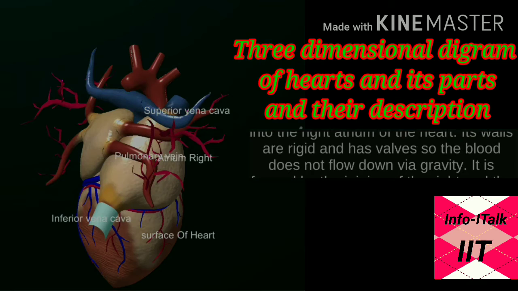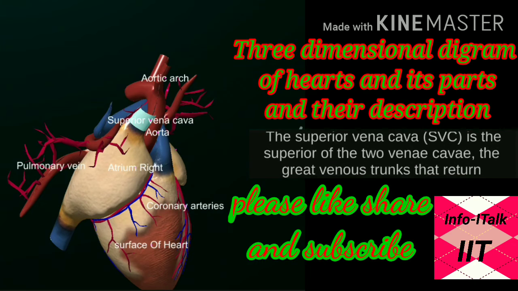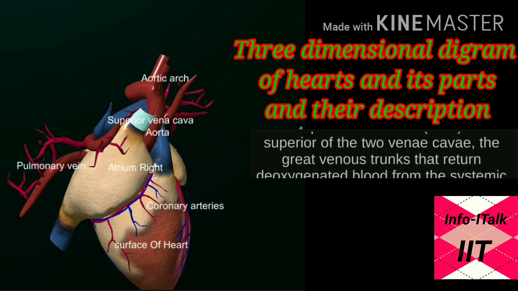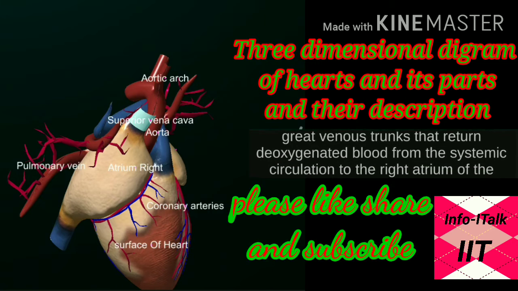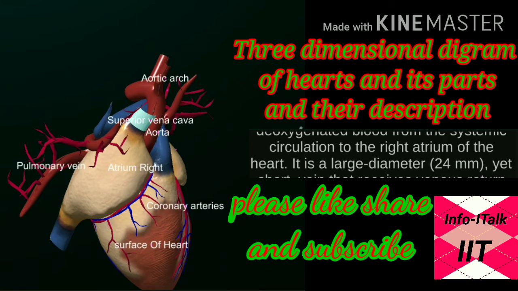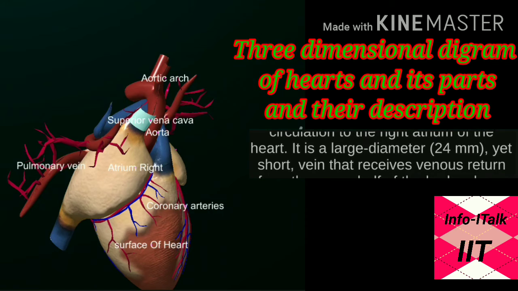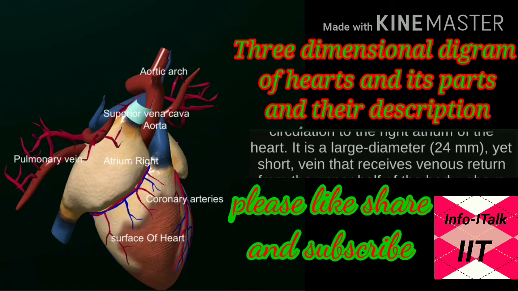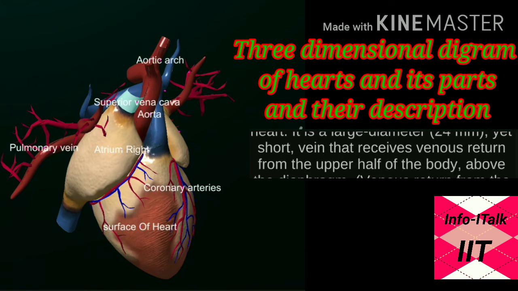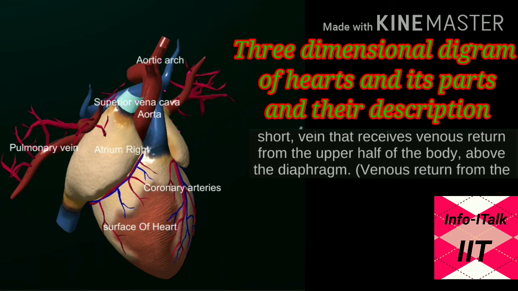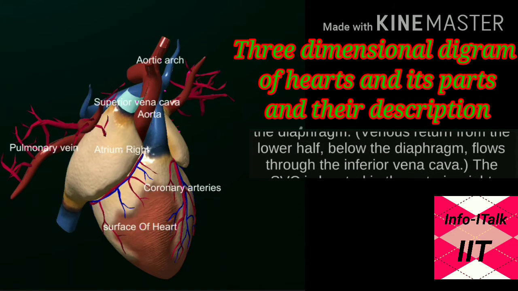Now we discuss the superior vena cava. The superior vena cava (SVC) is the superior of the two venae cavae, the great venous trunks that return deoxygenated blood from the systemic circulation to the right atrium of the heart. It is a large diameter, 24 mm, yet short vein that receives venous return from the upper half of the body above the diaphragm. Venous return from the lower half below the diaphragm flows through the inferior vena cava.